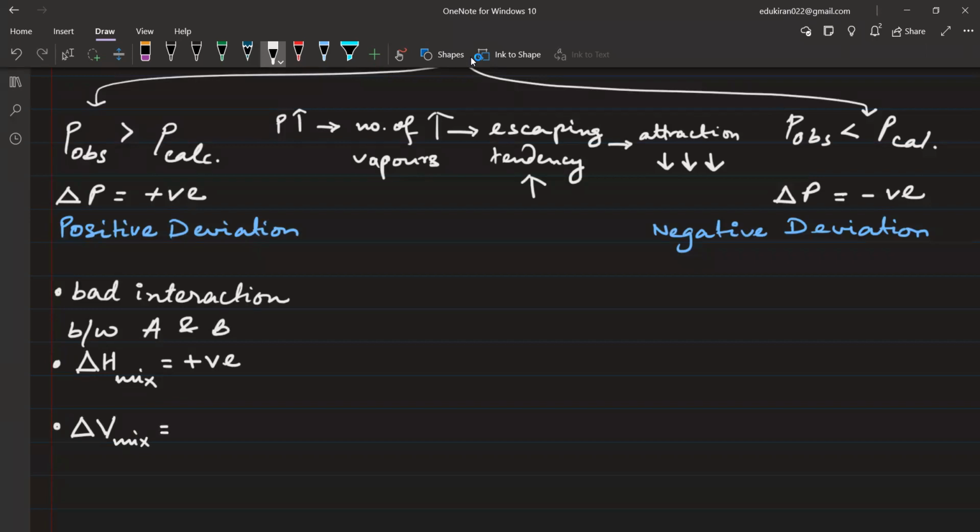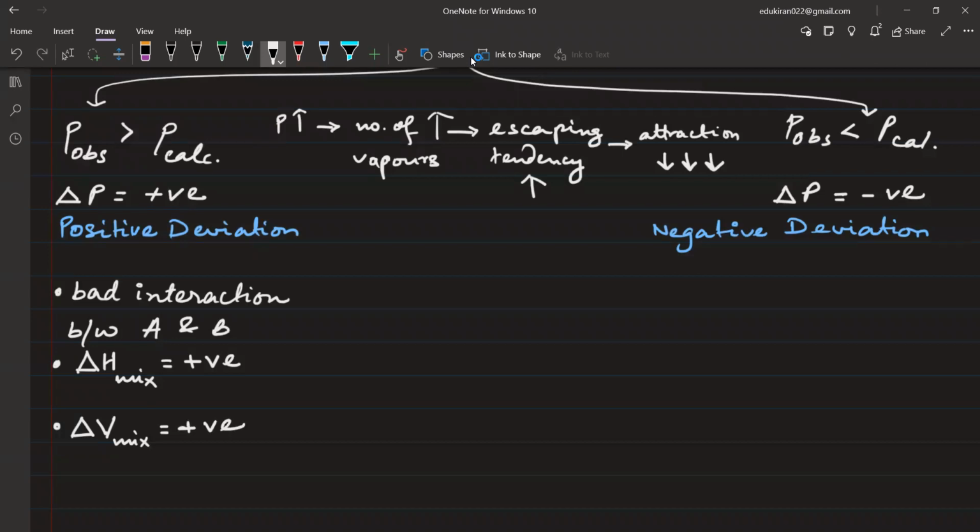Now, if the components of the solution are not interacting in a good way, if they are having bad interaction, they will be far apart. Yes or no? If there is no attraction, they will be far apart. Correct? And if they are far apart, then what will the volume be, less or more? More. Delta V mixing will be positive.